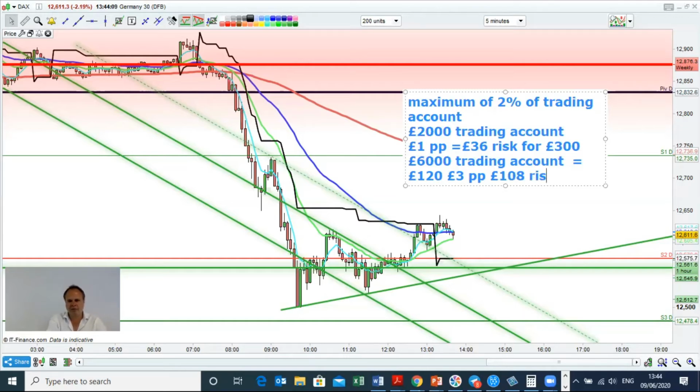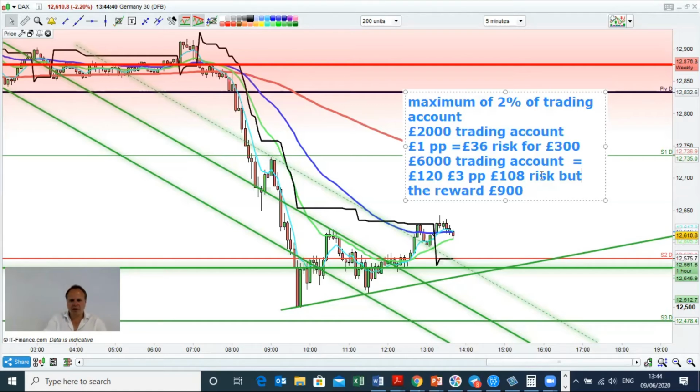That's the risk there. But the reward, if you took it at just 300 pips of profit, is a much bigger return, because you'd be getting £900 back for £108 risk. Would that be worth doing? £108 for a £900 reward. That's how you can build up that £6,000 trading account very quickly.